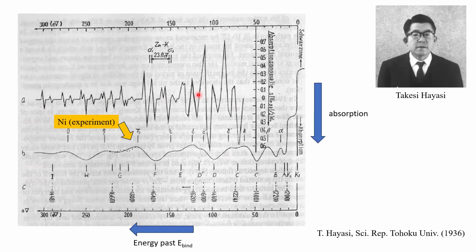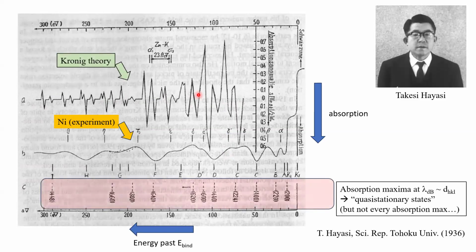On the other hand, Professor Hayashi said, well, what if I just ask, when is the de Broglie wavelength of the photoelectron comparable to the spacing between crystal planes? And that looked pretty good, right? Not perfect, but here's a local maximum. That's the 224 separation. Here's a local maximum. There's the 400 separation and so on. And so he proposed the idea that there's sort of quasi-stationary states, electron standing waves, if you like, that are available as final states for photoelectrons. And when that occurs, the absorption is stronger. It's a good idea.